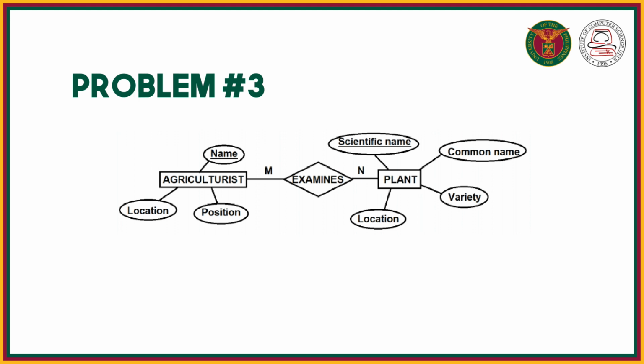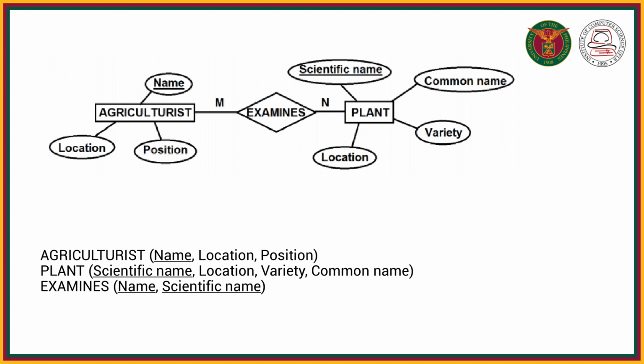For our last example, we have your agriculturist examines plant. And then we have here a many-to-many relationship. So let's create a relation for agriculturist. And then for our attributes, we have name, which is also our primary key, location, and position. And then for plant, we have your scientific name, which is our primary key, location, variety, and common name. And then again, since this is a many-to-many relationship, we create another relation, examines. And then you will just combine the primary key of both entities. We have your name, which is the primary key of agriculturist, and then scientific name, which is the primary key of plant.